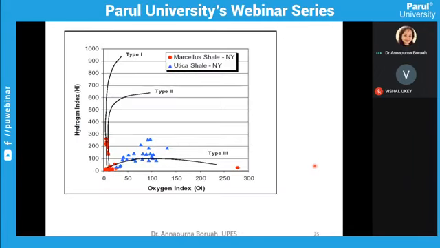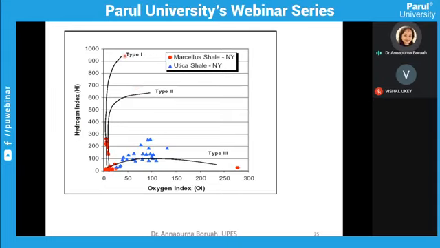Then this is the Van Krevelen diagram. Here, as I told you, oxygen index and hydrogen index. Why are the oxygen index and hydrogen index important? Because based on these, we can identify what type of kerogen is present in the shale. And this is a standard diagram.